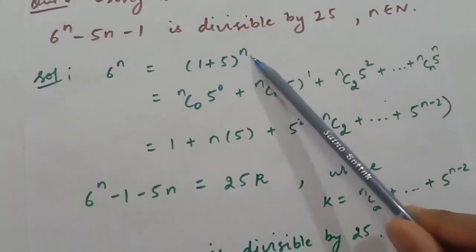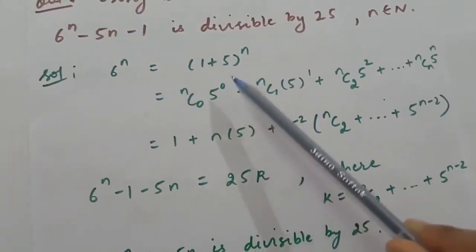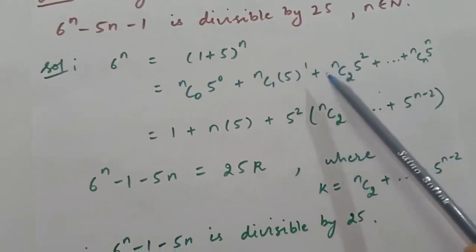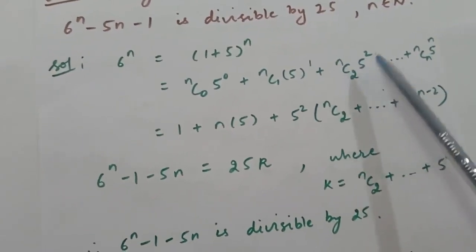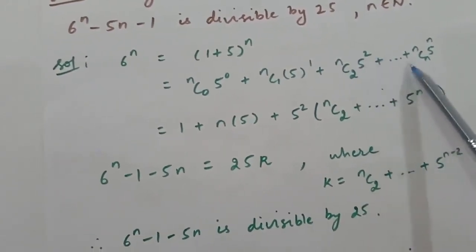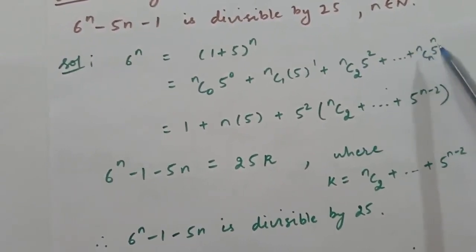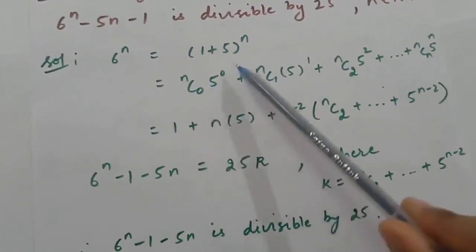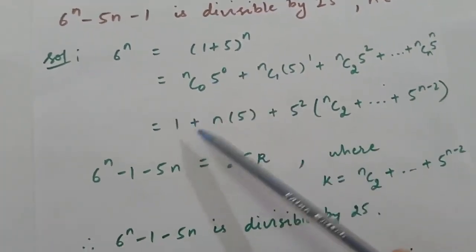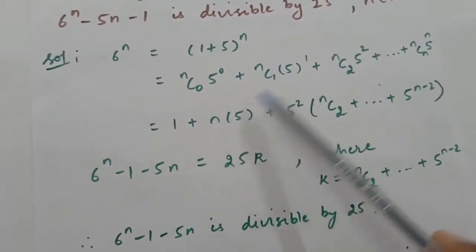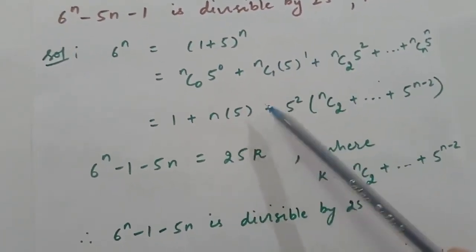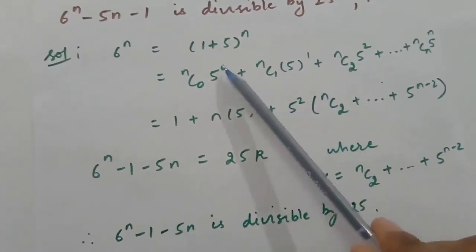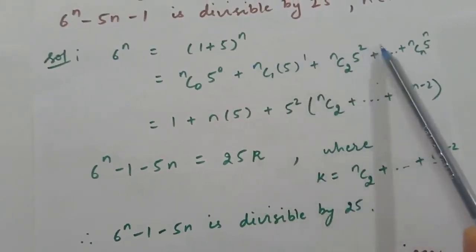Now expanding this using the binomial theorem: NC0 5 raised to the power 0, plus NC1 5 raised to the power 1, plus NC2 5 raised to the power 2, and so on up to NCN 5 raised to the power n. Now see, this is 1, NC0 is 1 and 5 raised to the power 0 is also 1, plus NC1 is n and 5 raised to the power 1 is 5, plus, see, the power of 5 increases in the successive terms. Here it is 0, then 1, then 2 and so on.